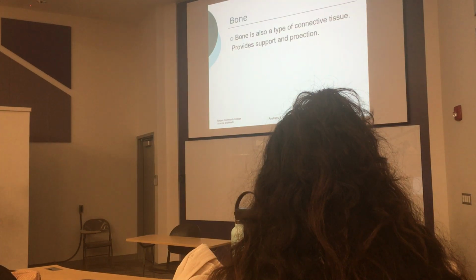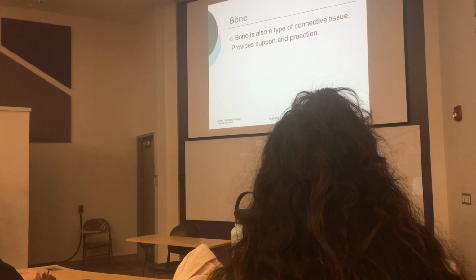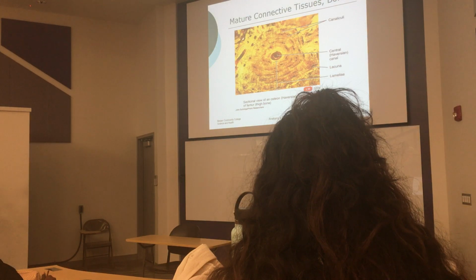Bone is a type of connective tissue. We're going to go over this when we do bone tissue. It provides support, like our skeleton, and protection. The skull protects the brain. The ribs and sternum protect the internal organs. The vertebral column protects the spinal cord. That's what it looks like.